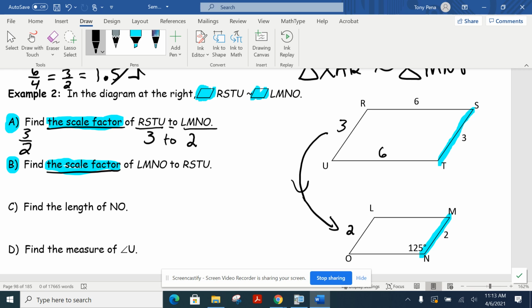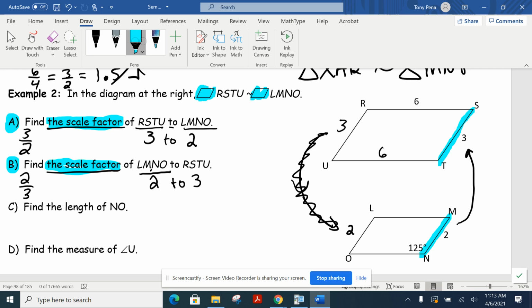When you go to the next one, it's asking largely the exact same thing, except we now want to go from LMNO. So we're now reversing this. We want to take this as the initial, and then we create this one. We go to the bigger one. So now the side on the smaller parallelogram is 2, and we're comparing that to the bigger one, which is 3. That then could get written as a fraction, 2/3. So same thing, but we just want to have the correct order.